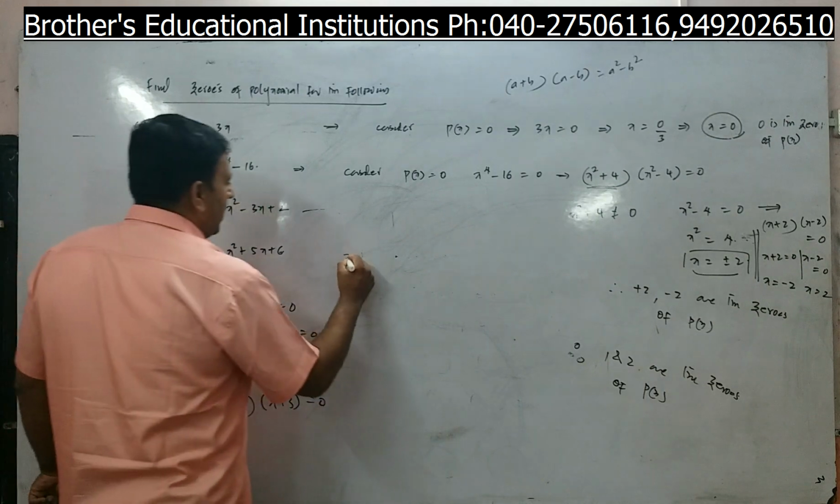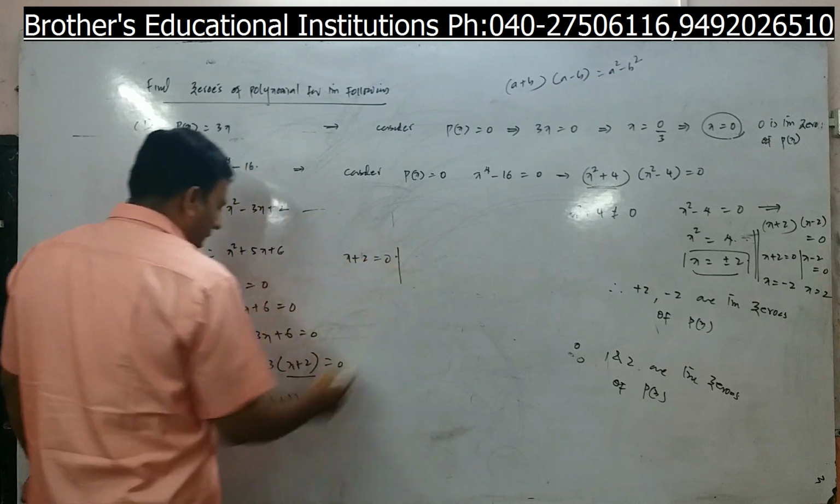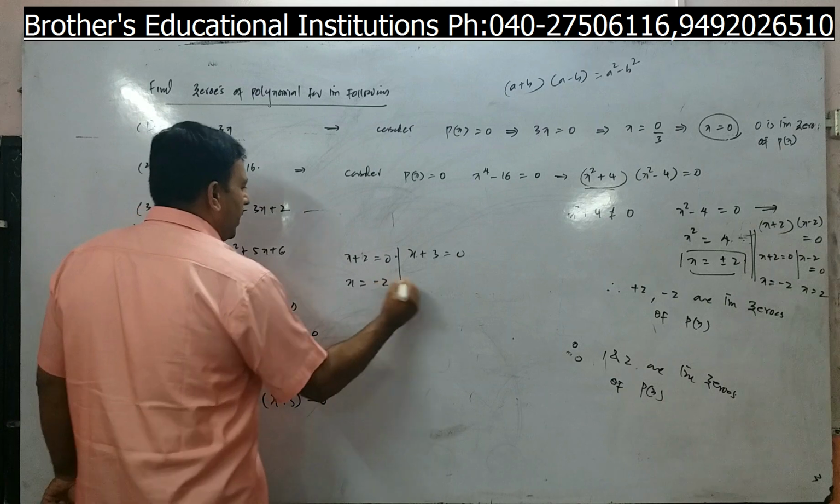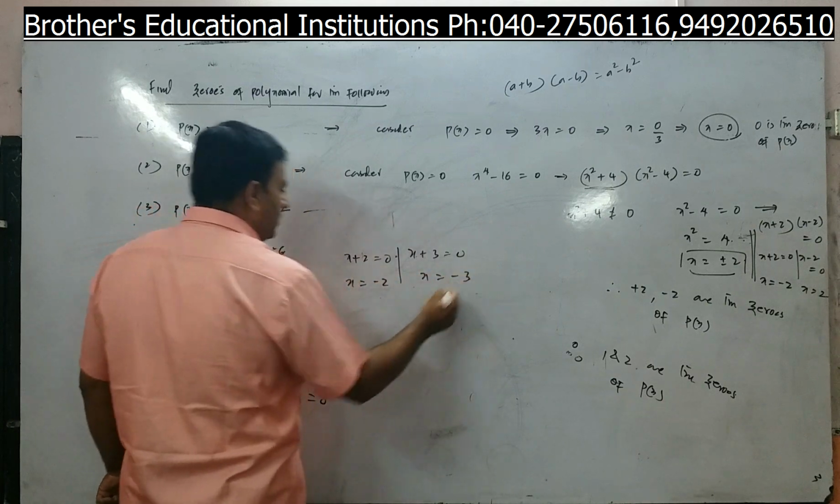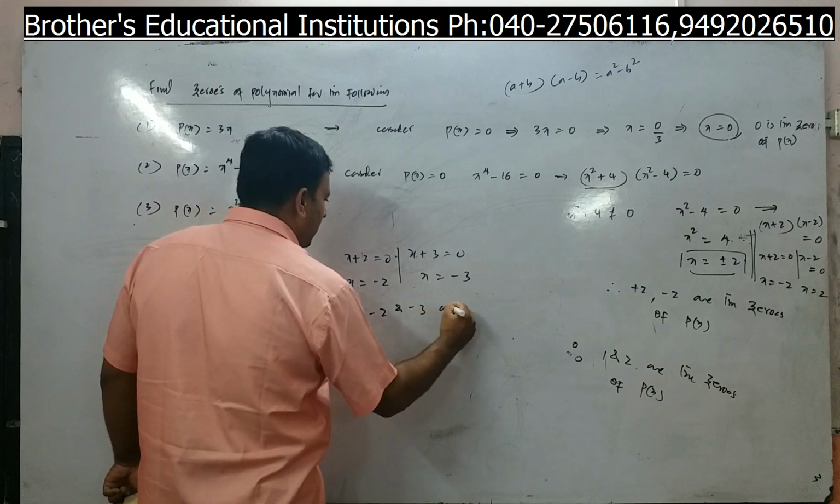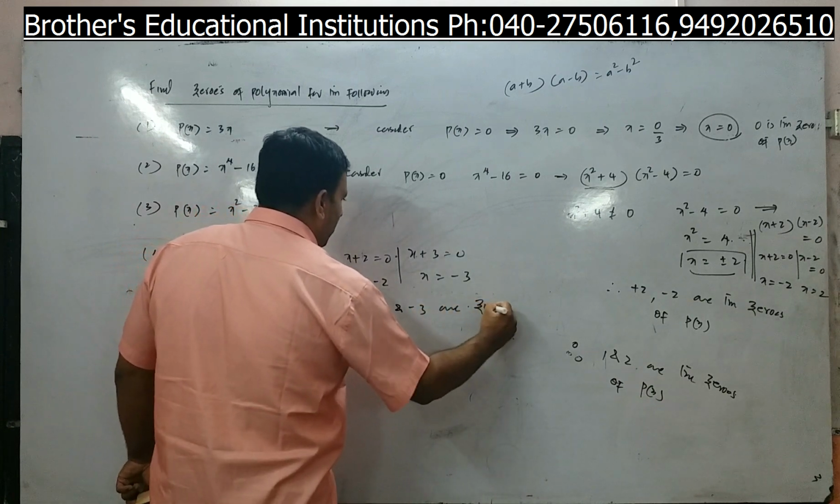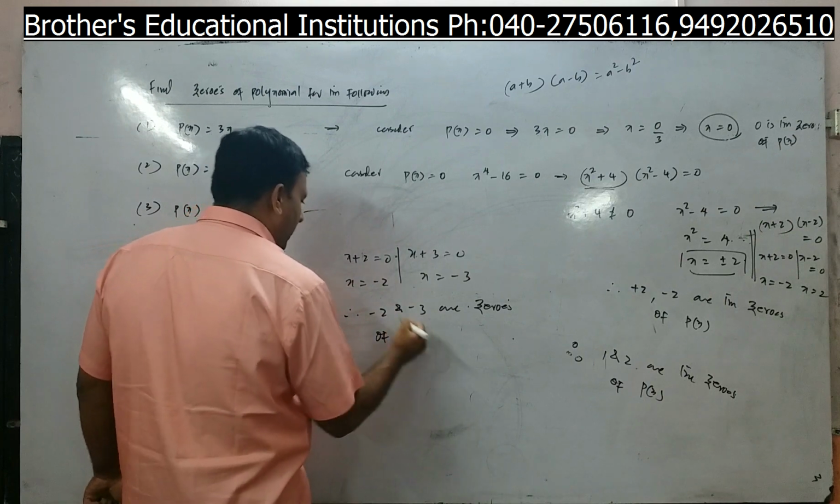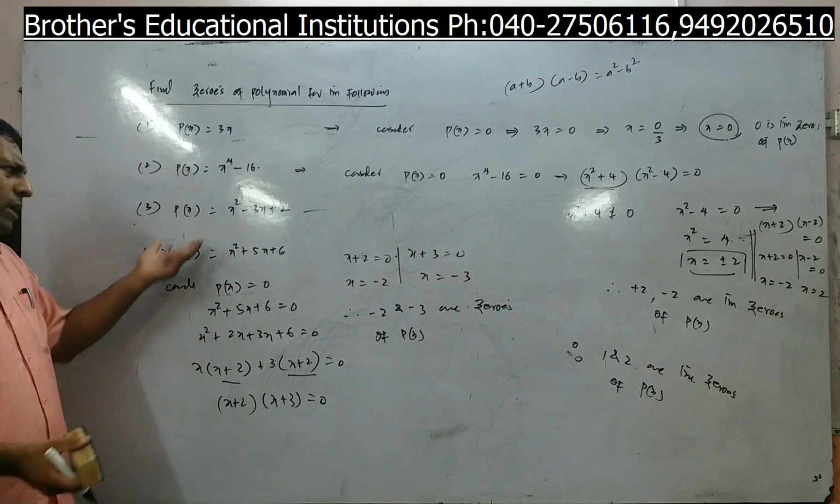I equate x plus 2 is equal to 0. I equate x plus 3 is equal to 0. I get x is equal to minus 2. I get x is equal to minus 3. I declare therefore minus 2 and minus 3 are what? Zeros of polynomial. Right? Now you want to check, you can check as well.